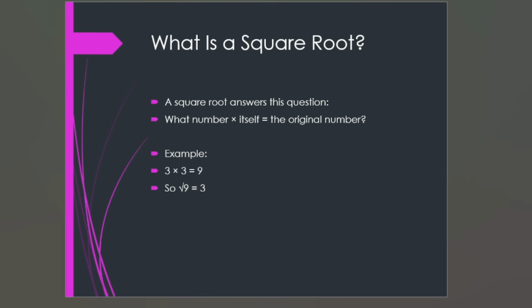Let's go super simple. A square root asks this question. What number times itself equals this number? For example, 3 times 3 equals 9. So the square root of 9 is 3. That's literally all a square root is, really.